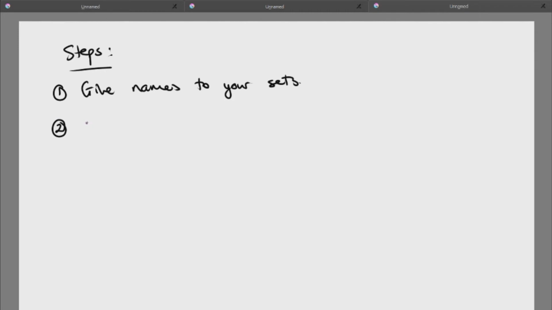Step 2, make the Venn diagram. So there I want to know, do I have 2 sets in this situation? Do I have more sets? How many circles do I need to put in my Venn diagram? Because I don't want to have more than I need. I don't want to make it more complicated. So sometimes 2, sometimes 3, it depends.